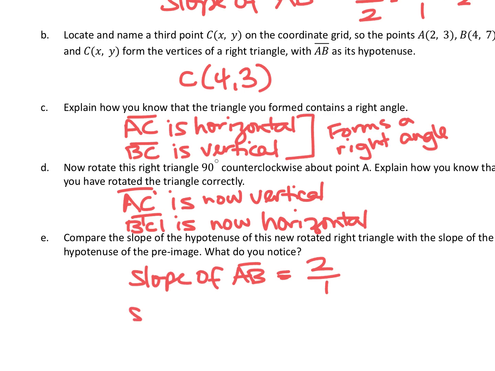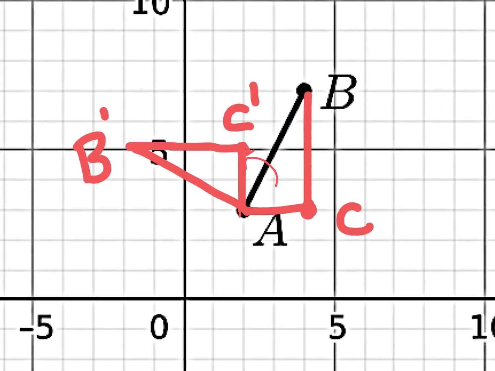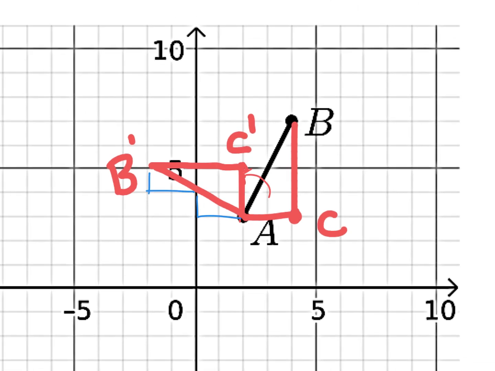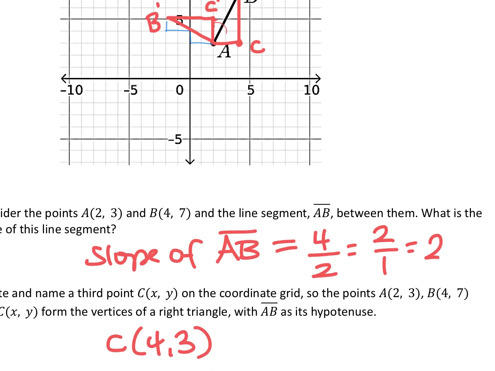And then let's go ahead and find the new slope. So the new slope will be for A B prime. Okay, and then I'm going to go up there and look at it. So what is our new slope? So it looks like our new slope is down 1, right 2. Down 1, right 2. So that's negative 1/2.